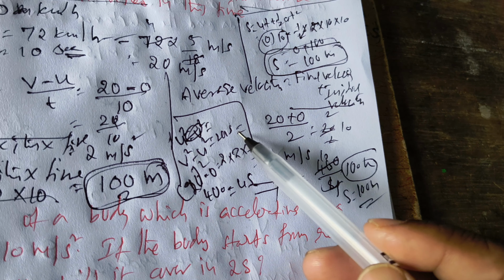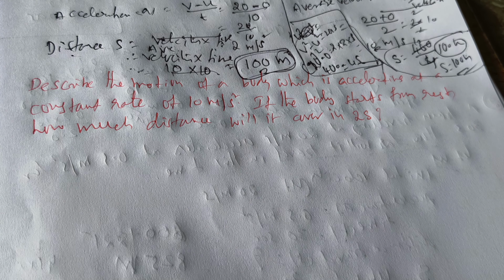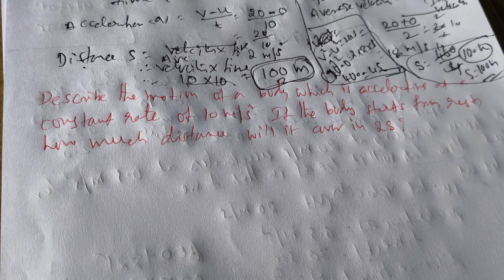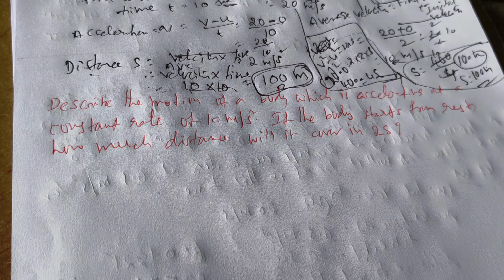Then coming to the next problem, the last problem. Describe the motion of a body which is accelerating at a constant rate of 10 meter per second square. If the body starts from rest, how much distance will it cover in 2 seconds? Let us calculate the distance covered.